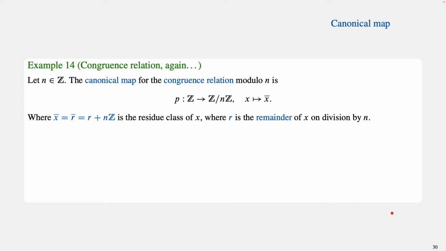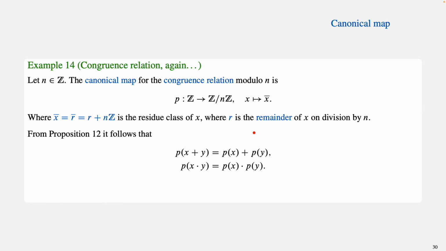And if we go back to the congruence relation once more, then the canonical map for the congruence relation modulo n is, well, the map P from the integers to Z over nZ, which maps x to its residue class. So the residue class, of course, being the class for the remainder of x on division by n. And we've seen in Proposition 12 that this canonical map has the following property.